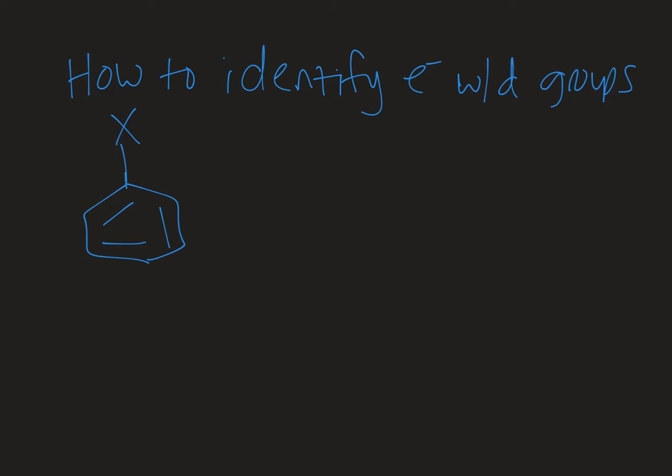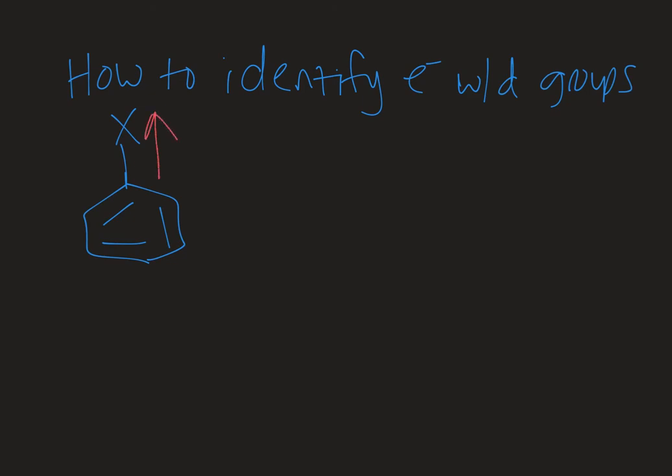In this video, we're going to look at how to identify electron withdrawing groups when attached to an aromatic ring, how they pull electron density out of the ring, and what carbon atoms in particular are going to be electron deficient as a result of those groups. So we'll go over resonance and induction, and then how to spot and identify electron withdrawing groups.